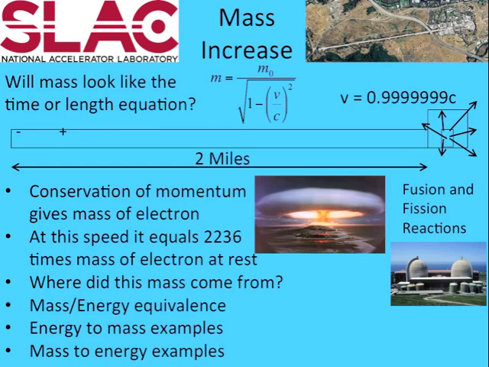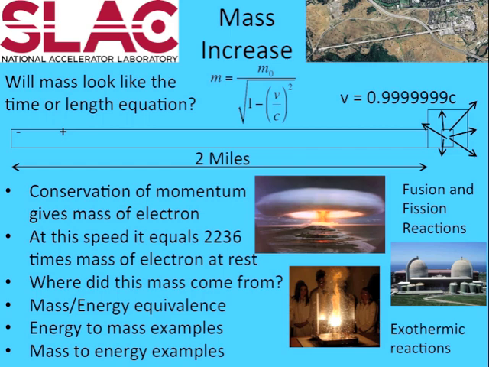Fusion and fission reactions. If you add up the mass of the helium created by fusing hydrogen in the hydrogen bomb, you'll find that there's less mass than you started with, and that was converted into energy, which is enough to destroy an entire city. In a nuclear reactor, you're splitting uranium, and if you add up the mass of the particles afterwards, it's less than the uranium atoms you split. And so some mass is converted to energy.